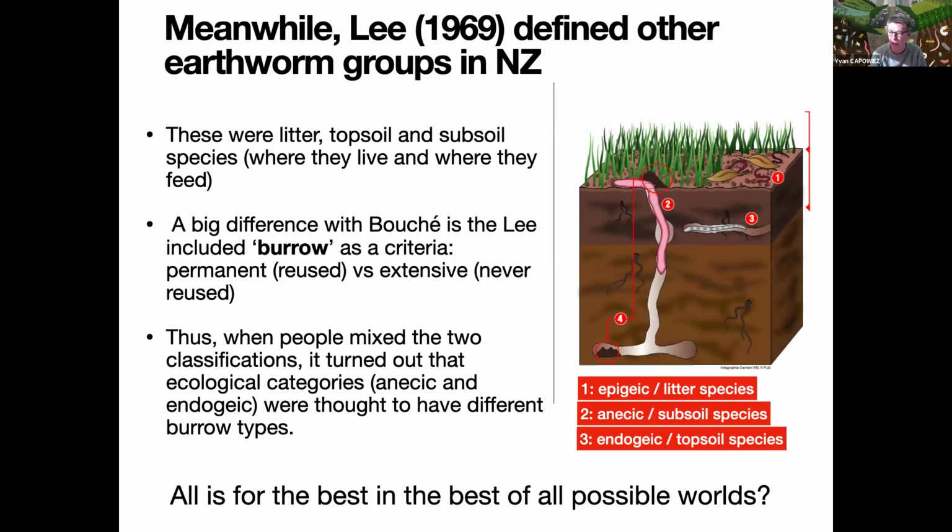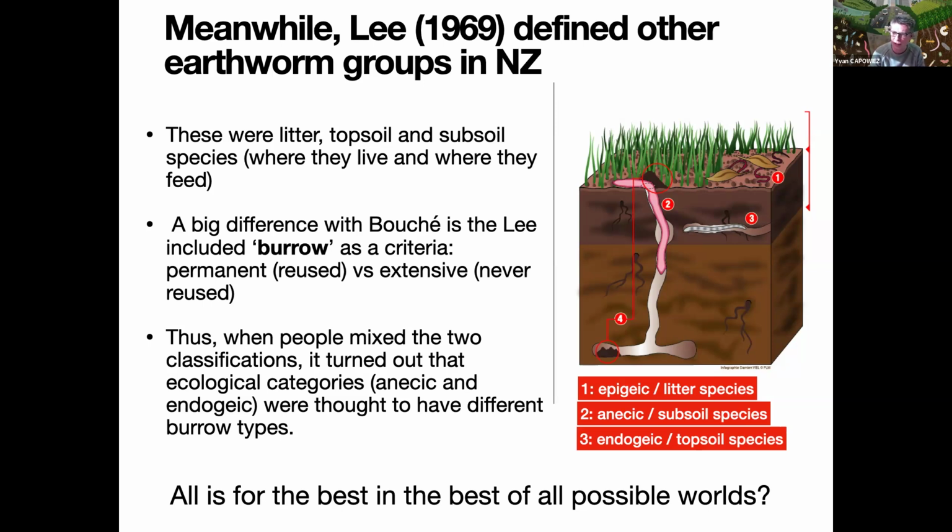But Marcel was not the only one to try to categorize earthworms. Lee in New Zealand did the same independently. Lee also defined three categories that were a bit different: litter species, topsoil species, and subsoil species. It means that he studied where they live and what they feed on. A big difference with Marcel Bouché is that he used the burrows as a criterion. He compared permanent burrow systems to extensive burrow systems, meaning, do the worms reuse the burrows or not?